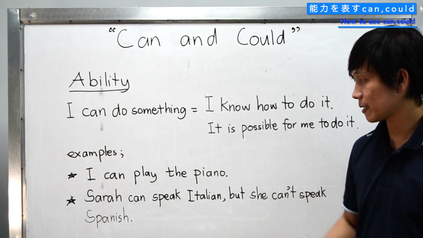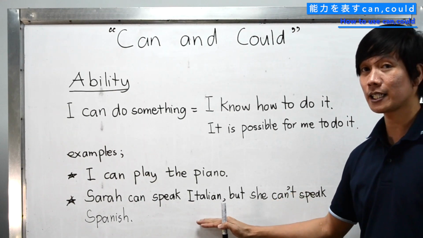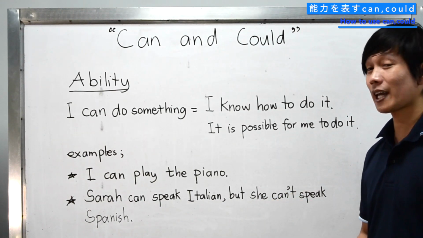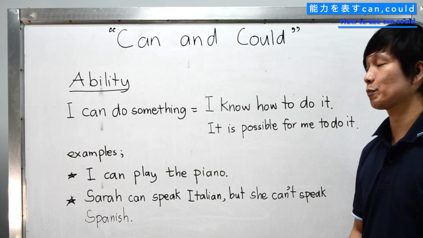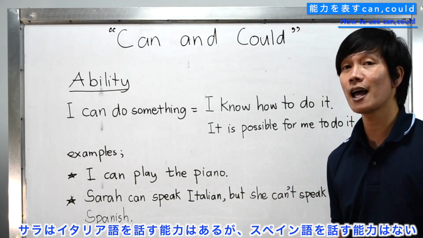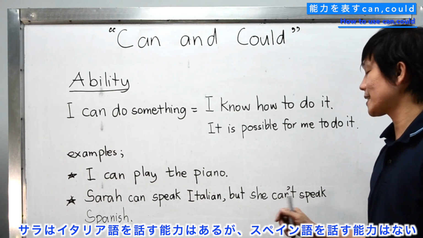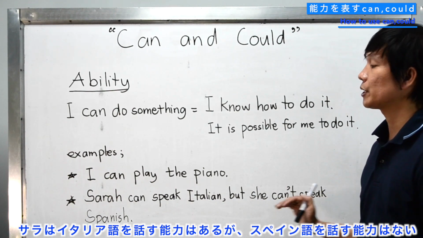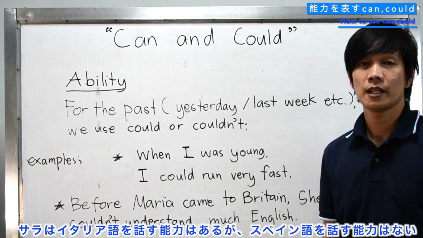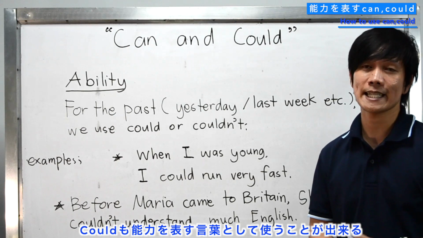Second sentence, let's read. Sarah can speak Italian, but she can't speak Spanish. So in this sentence, it tells us that Sarah has the ability to speak Italian, but she doesn't have the ability to speak Spanish.